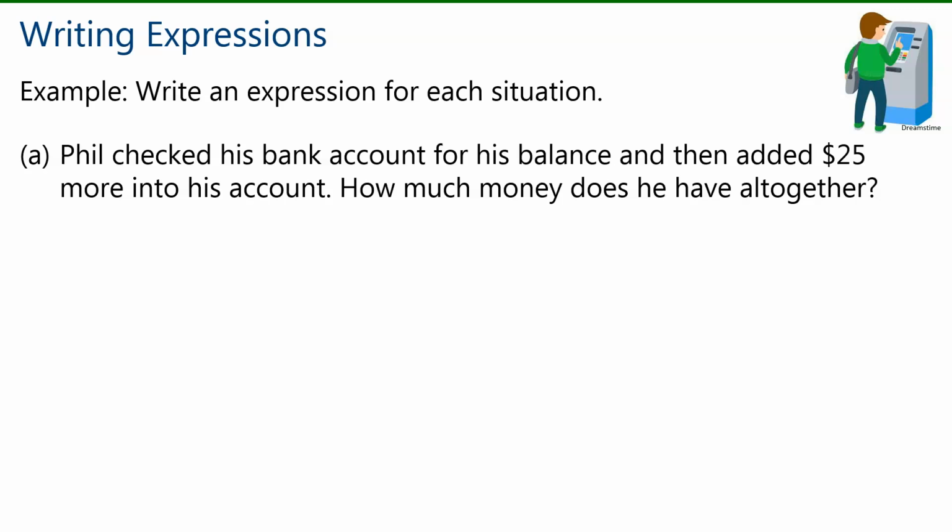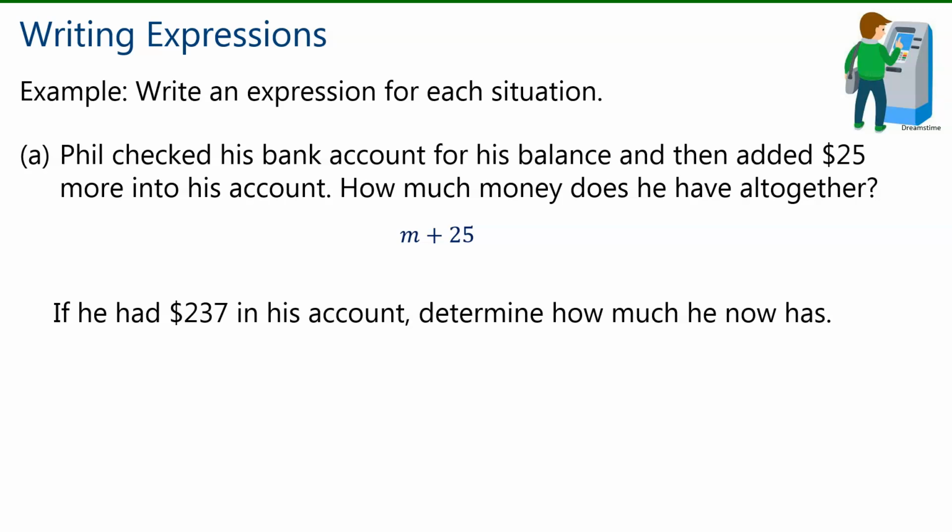So now that you've been exposed to some situations and expressions, we can move on and create our own expressions. So A says Phil checked his bank account for his balance and then added $25 more into his account. How much money does he have altogether? Well, it doesn't say how much he started with. So this is where we can use a variable to represent how much money he initially had in his account. So let's use M for the amount of money. Now if we need to add $25 onto that, we get the expression M plus 25.